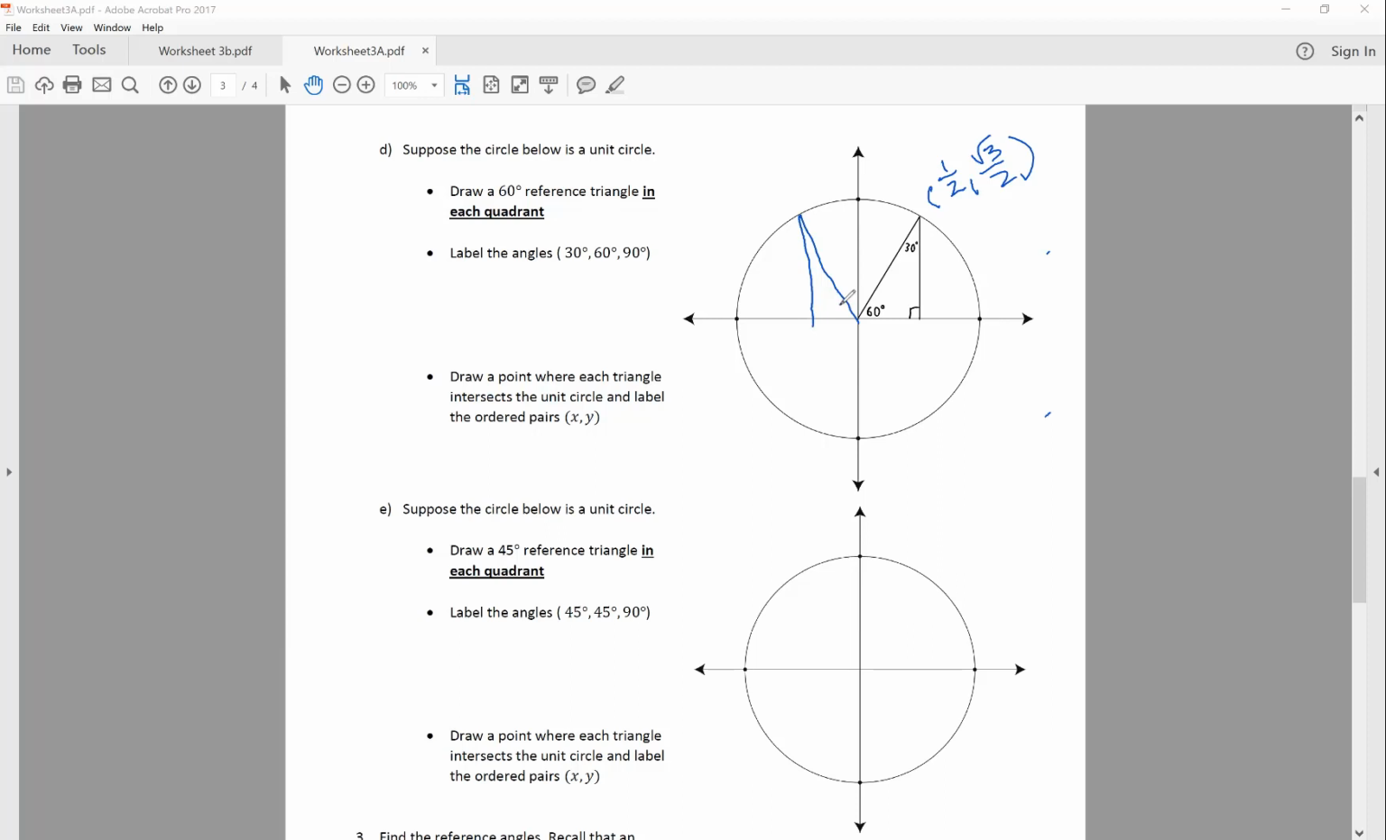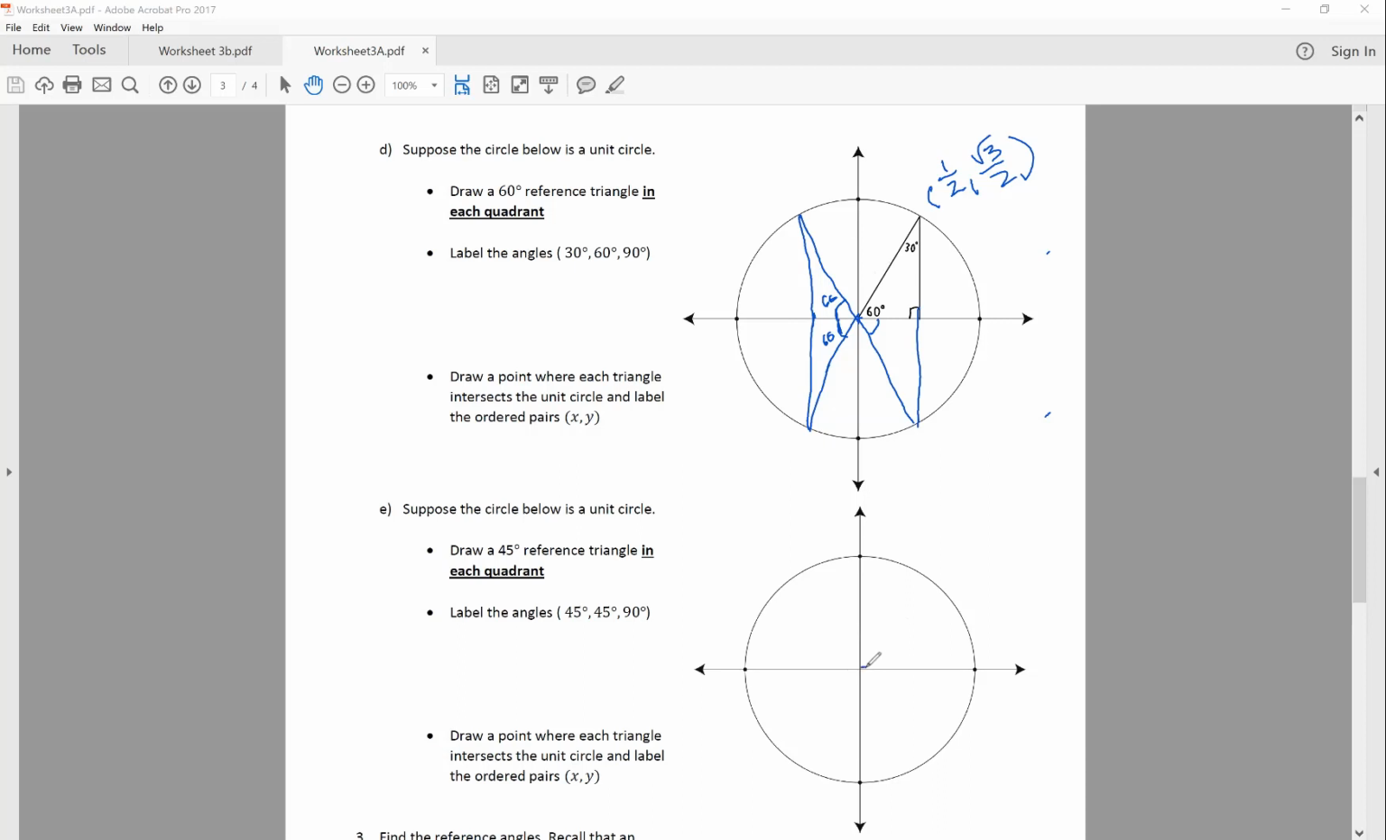And then in each quadrant, these are the reference angles. That's 60 degrees. This is 60 degrees also. That is 60 degrees also. And again, as I move around, depending on what quadrant, I'd have either x or y or both positive or negative. And I think that's pretty much it. I'm going to let you fill out the rest. I think you can fill out the rest.